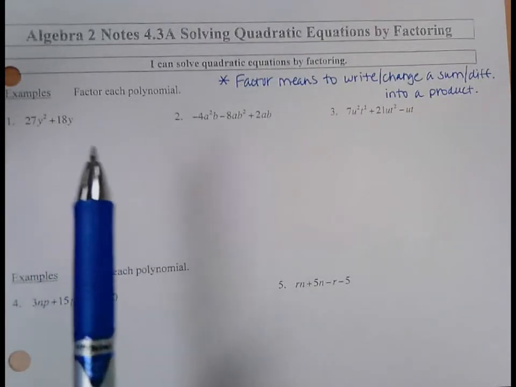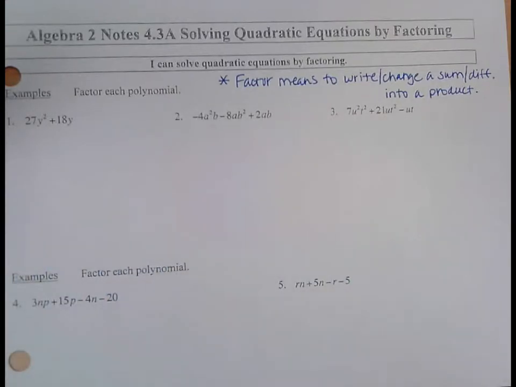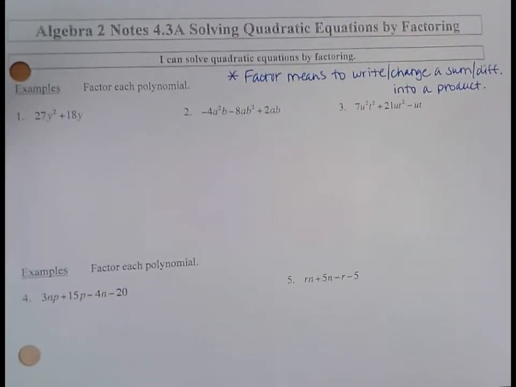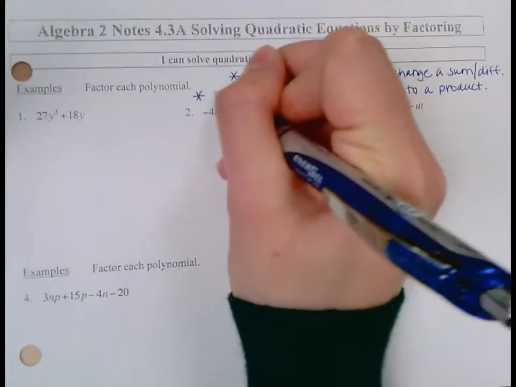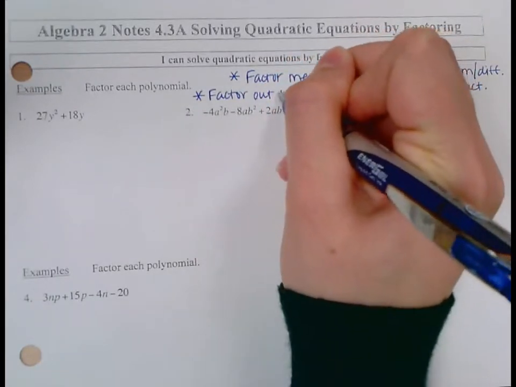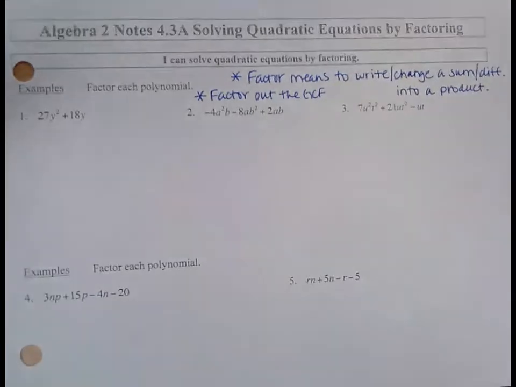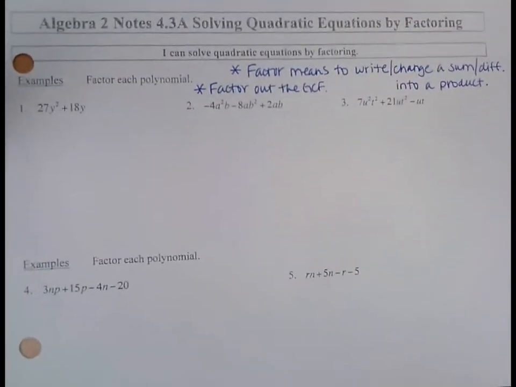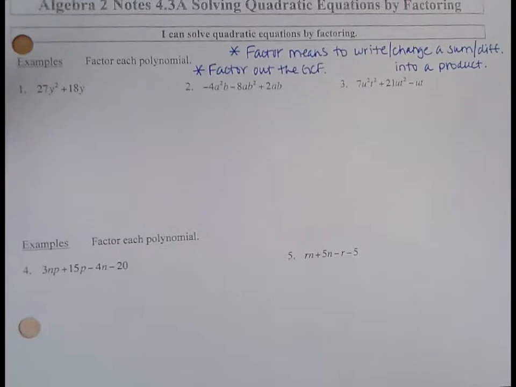So if we look at these first 3, the first method of factoring we're going to talk about, and this is actually the method you should always use first. So whenever you're factoring, you should always check for this first. These 3 are going to review factoring out the GCF, greatest common factor. So however many terms you have, anytime you're asked to factor, this should always be what you look for first. If there is a GCF, it should be factored out first.